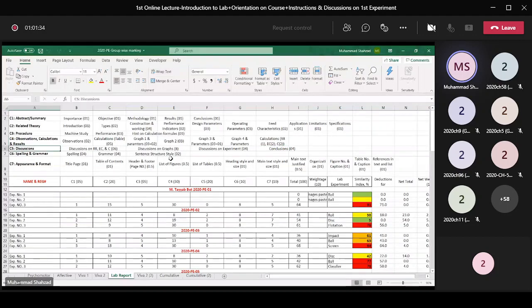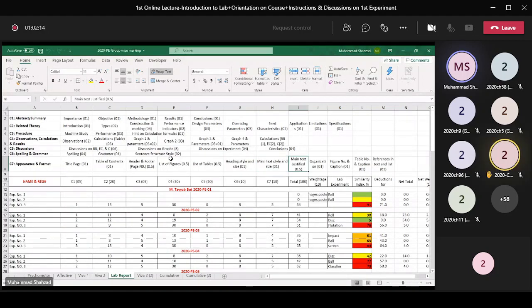Discussions: discussions on reduction ratio, energy consumption, capacity, discussions on graphs, discussion of experiments, and conclusions. This is the discussion section. Spelling mistakes, sentence structure, style, whether it is simple or complex or whatever it is, I will check it. Last one, appearance and format. Title page, table of contents, header and footer, list of figures, list of tables, main text, justified, organization, table number, and reference in text.